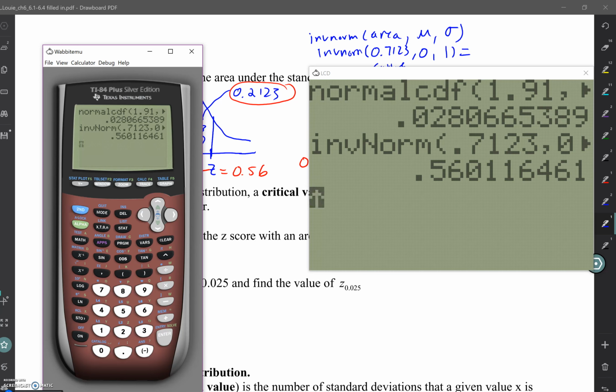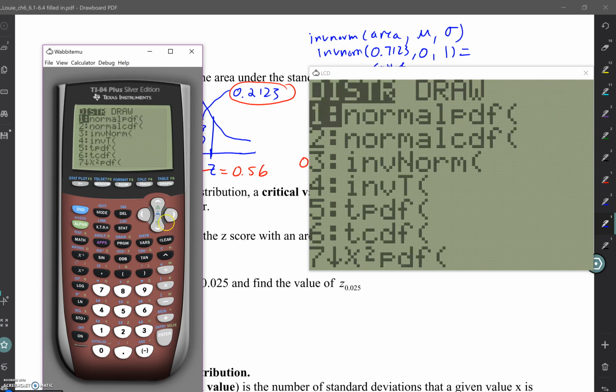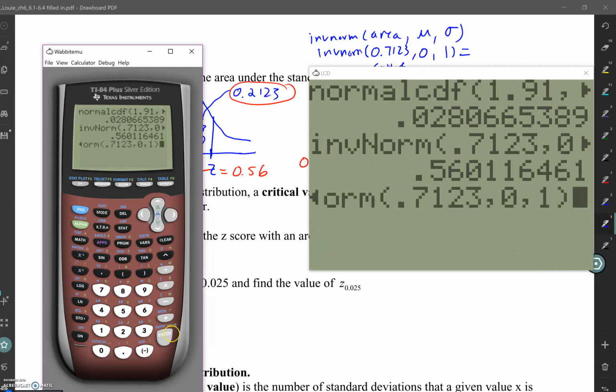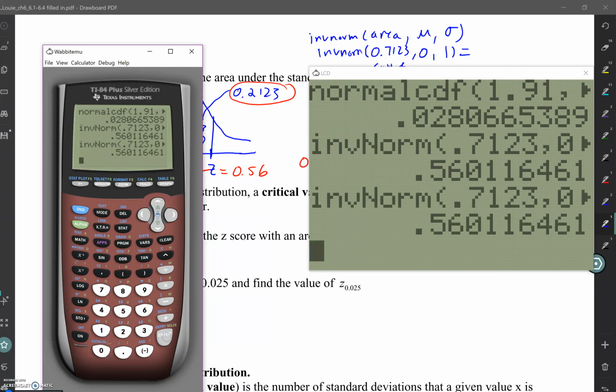All right, so let me do this one more time. I'm going to go to the distributions, and right under normal CDF is my inverse norm. And then it's going to ask you for your area. And your calculator always assumes the standard normal to start with. Once we're not in standard normal, we'll have to change the mean and standard deviation. But for now, we should be good. And then we can hit enter to calculate it.